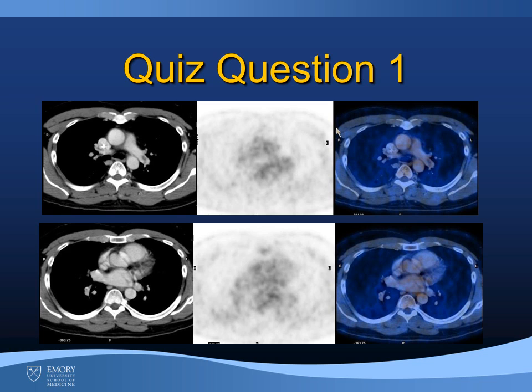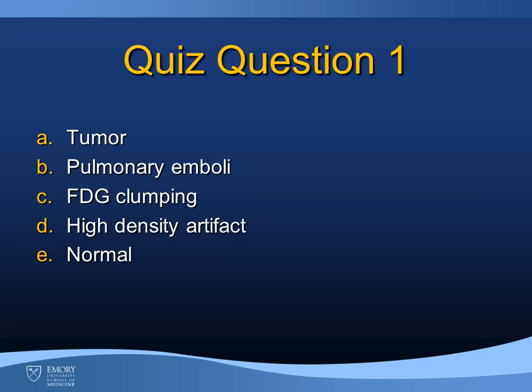So we're going to go on to a little bit of a quiz. First, this case that we saw earlier. I'll give you a few moments to look at it. Is this tumor, pulmonary emboli, FDG clumping, high density artifact, or normal? The answer is pulmonary emboli.